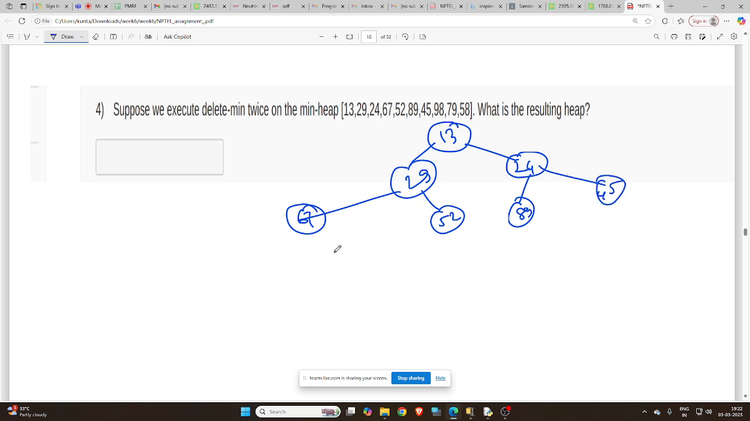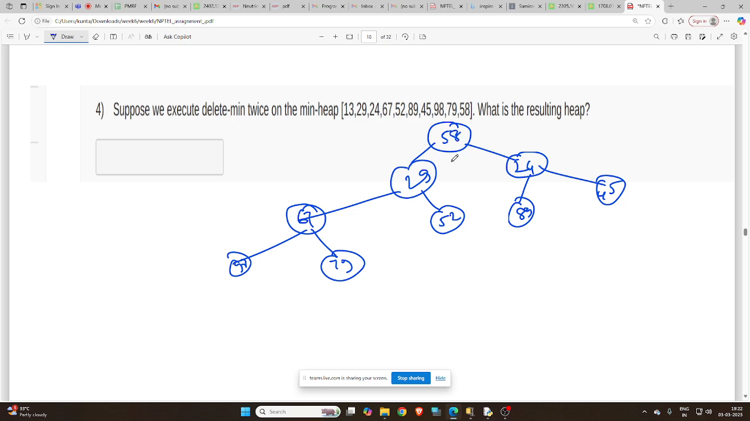So 89, 45. Then there is 98. Then there is 79. And there is 58. So which one will be deleted? At the very first, delete min, that means 13 will be deleted. So if 13 is deleted, at the very first 58 will come here.